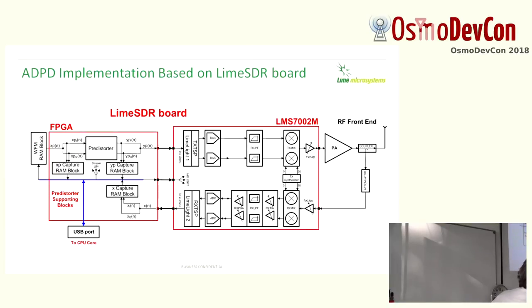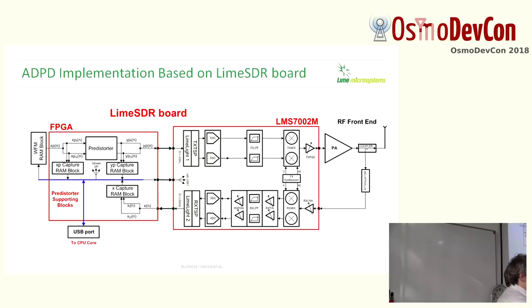This figure shows the implementation. On the LimeSDR board, we have the FPGA and the LMS7002 chip. The LMS7002 chip performs up conversion and down conversion, and the LimeSDR performs the predistorter. So the predistorter is implemented in the LimeSDR board, and there are also some other blocks that are used for capturing the samples. This board offers two DDR2 memory blocks, and I used one of them to store the samples.